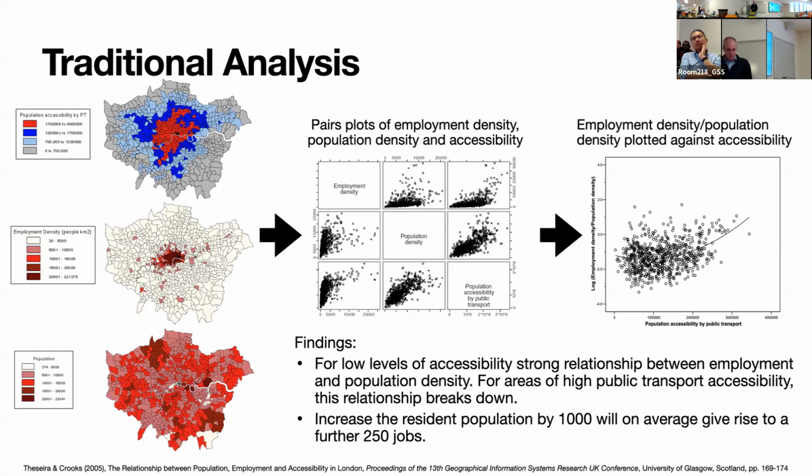So here's some work that was being done for the Greater London Authority during my PhD, because they sponsored my PhD, and we were trying to understand basically if we increase accessibility, we get X number of jobs. And that's what, you know, increase resident population by 1,000, you get around 250 new jobs in an area. That's traditional spatial analysis, right?